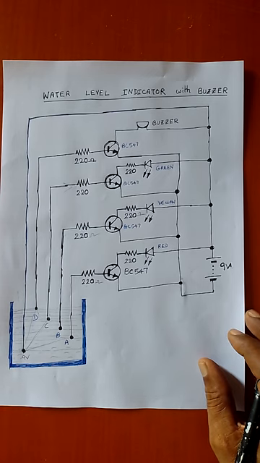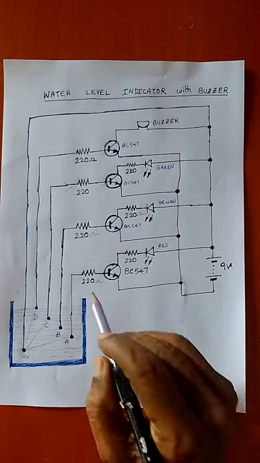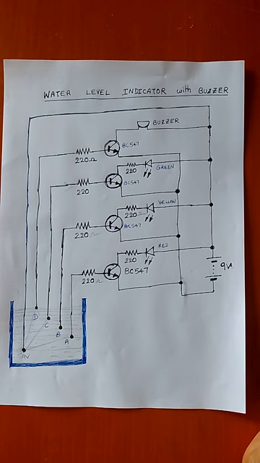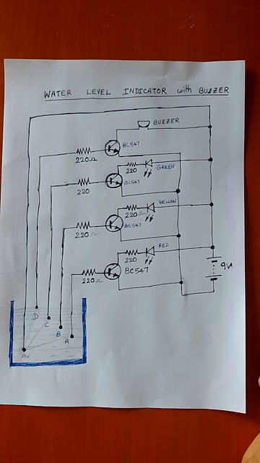So this is the basic working principle of the circuit, water level indicator with buzzer. Hope you have understood the circuit operation of water level indicator with buzzer.